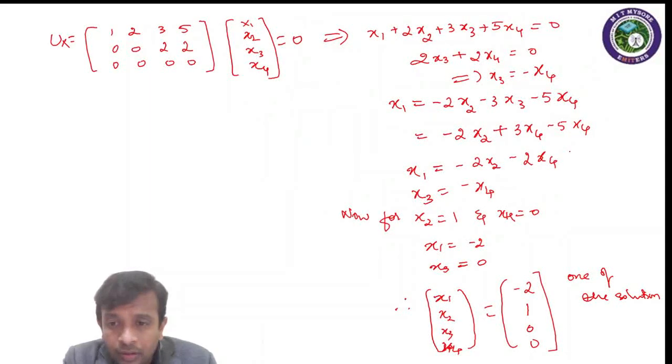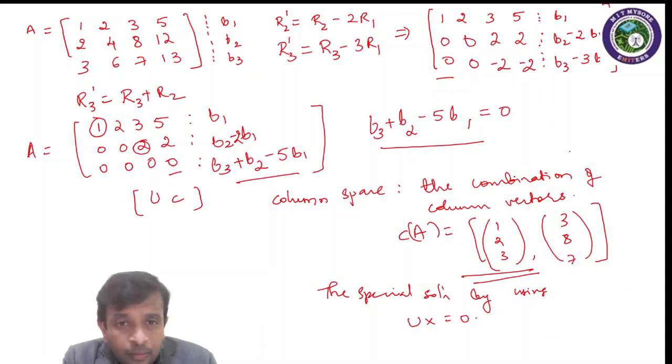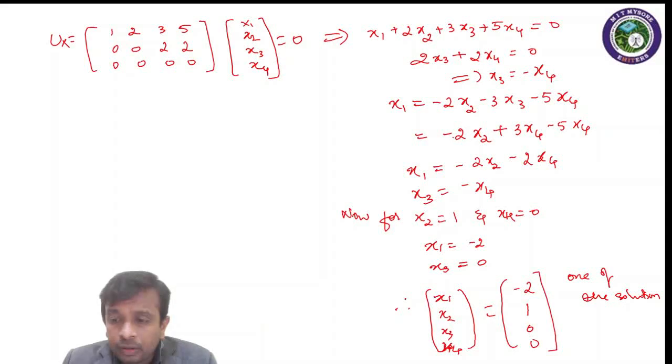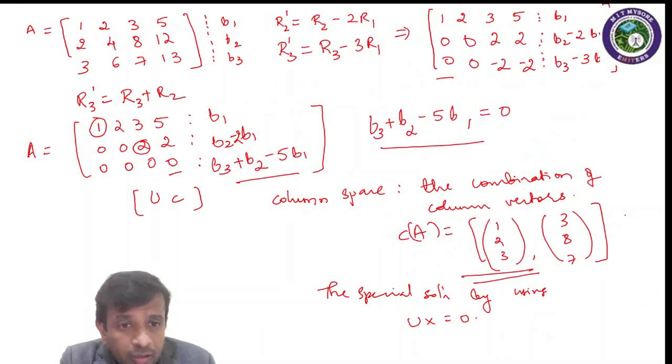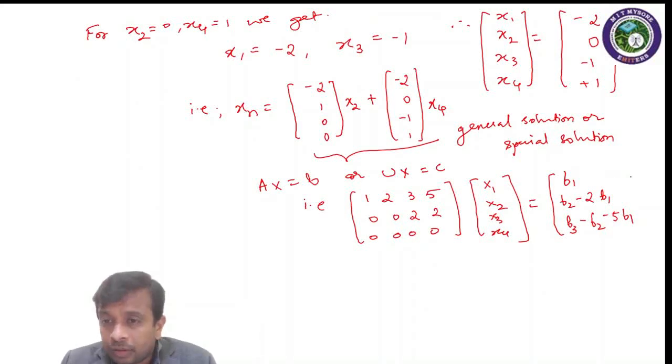What was our b1, b2 minus 2 b1, b1, b2 minus 2 b1, and b3 minus b2 minus 5 b1. Let me check if this is right. b3 plus b2 minus 5 b1.